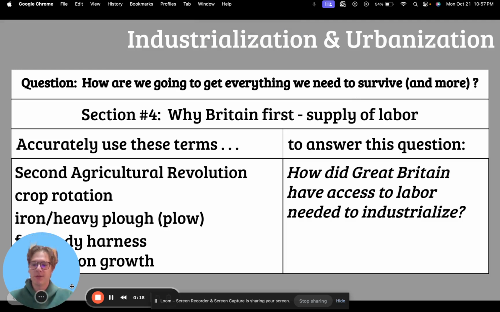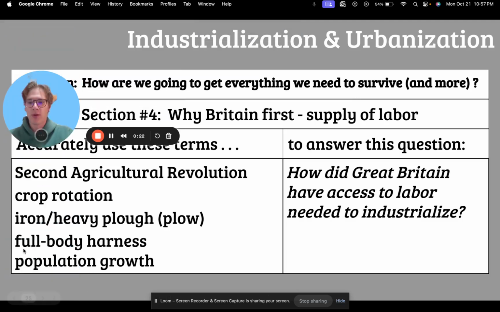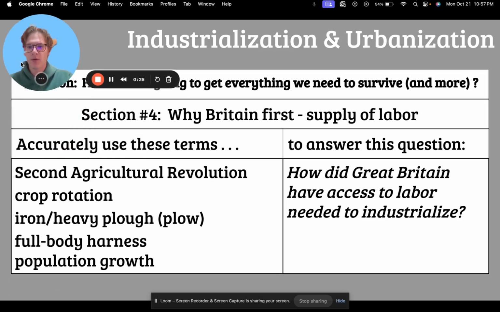Alrighty, everybody. So today we are going over question 4 of this unit, right? As we know, we just started the industrialization, and today we're still talking really about how are we going to get everything we need to survive, right? But on a bigger note, where is all this labor coming from? Like, how are they getting all this labor for this new industrialization?